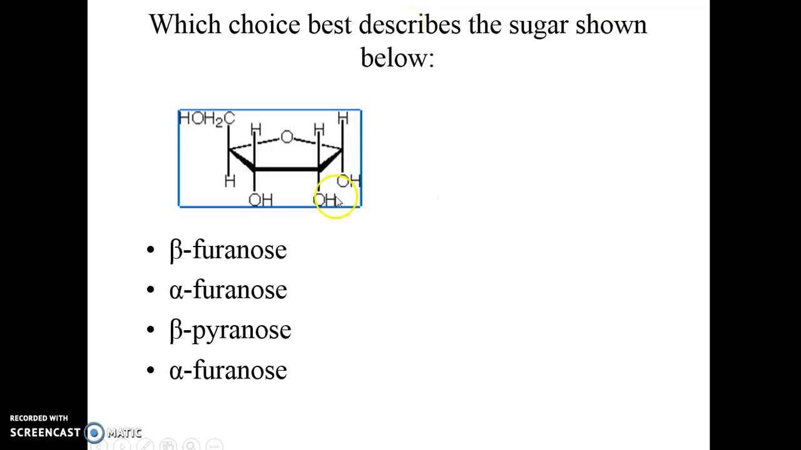How can you best describe this sugar? A furanose is a 5-membered ring and a pyranose is a 6-membered ring. There's a 5-membered ring here. If I look at this, it's going to be D. We're not worried about that. But then we look at the anomeric carbon and we see that's down. So it's an alpha, and then it must be a furanose. So it's either this or this. This one's right too.